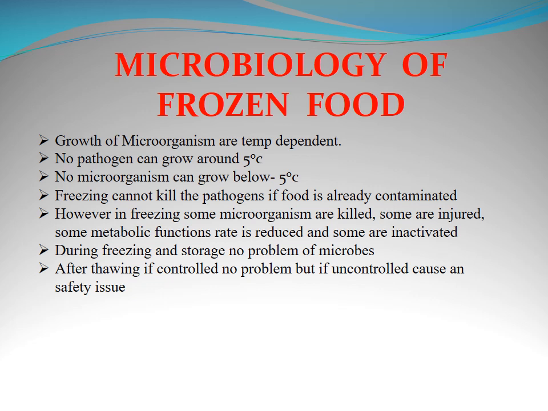We know all types of microorganisms are dependent on temperature. No pathogen can grow below 5 degrees Celsius and no microorganism can grow below -5 degrees Celsius. That is the difference between pathogen and microorganism. Freezing cannot kill the pathogen if food is already contaminated. However, during freezing some microorganisms are killed, some are injured, some metabolic functions are reduced and some are inactivated.